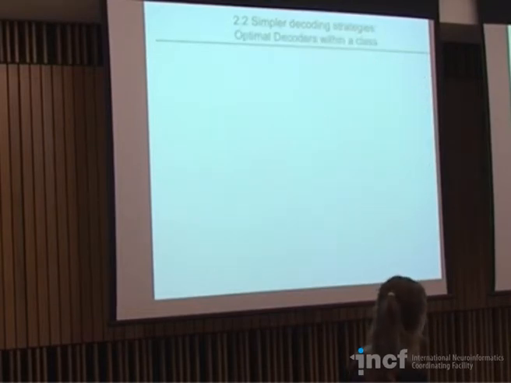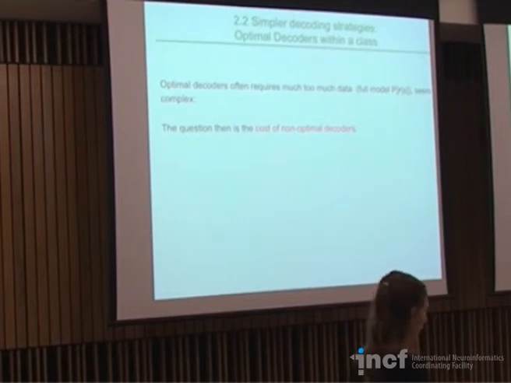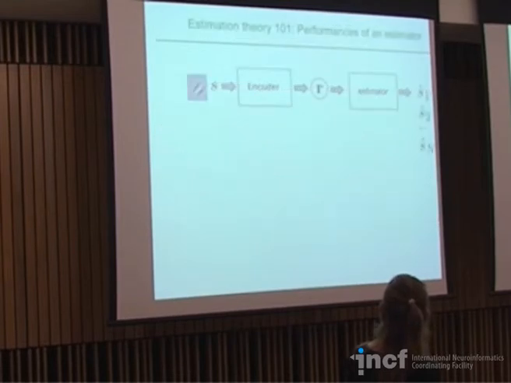So now I have described encoding models and decoding models, and I'm going to go towards trying to predict psychophysics from neural data. But before that, I need to do a little reminder about assessing the performances of estimators. So maybe you've seen that before as well.